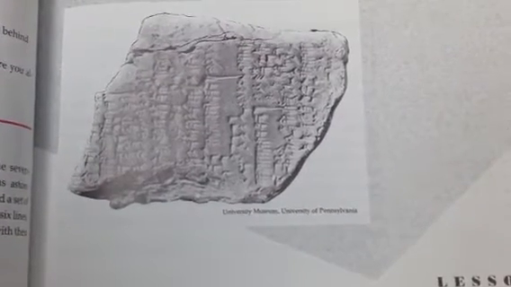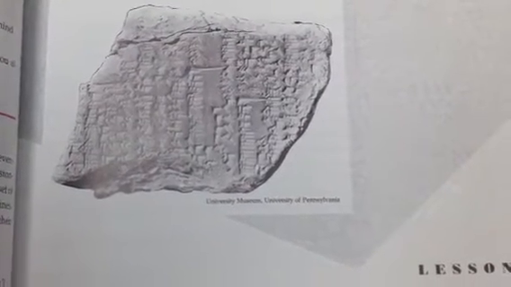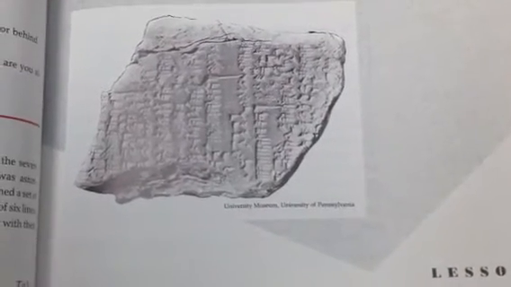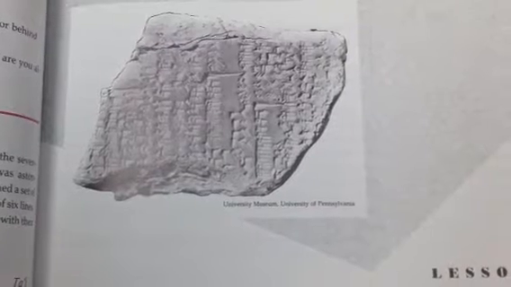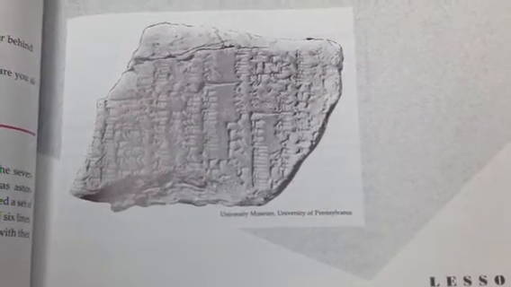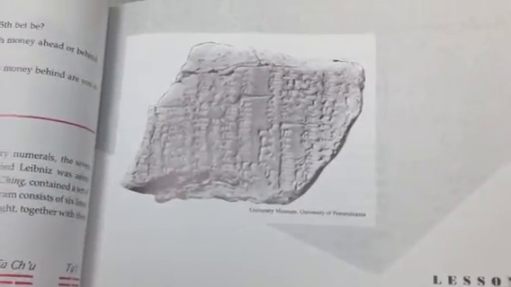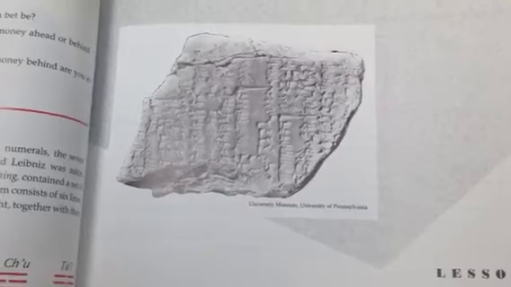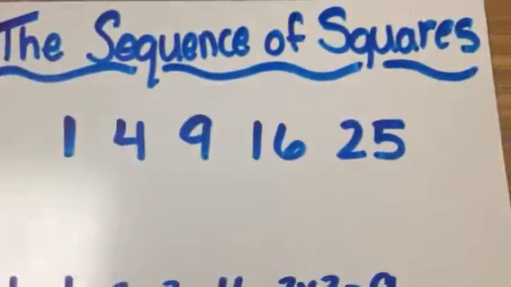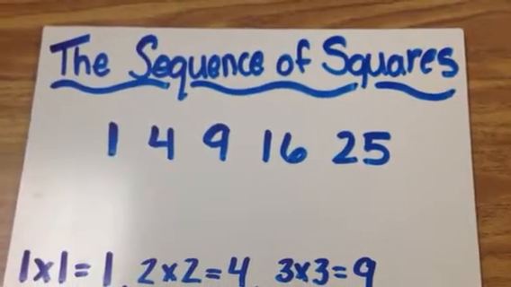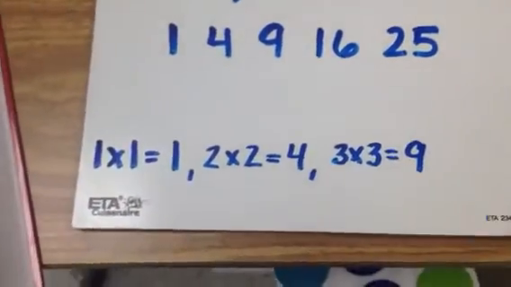Among the many clay tablets made by the Babylonians about 4,000 years ago are some that contain number sequences. In addition to tablets containing arithmetic and geometric sequences, one tablet shows the first 60 terms of the sequence that begins 1, 4, 9, 16, 25. These numbers come from multiplying each counting number by itself.